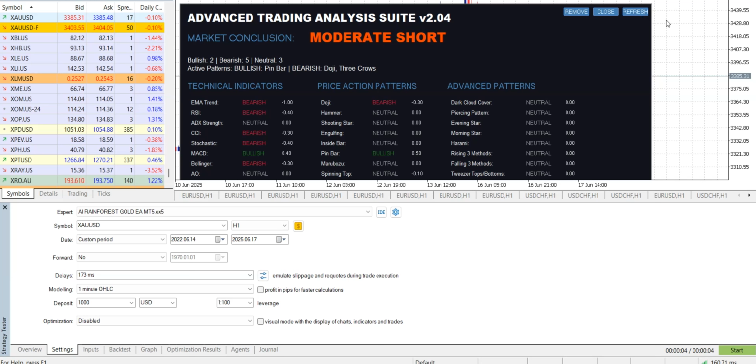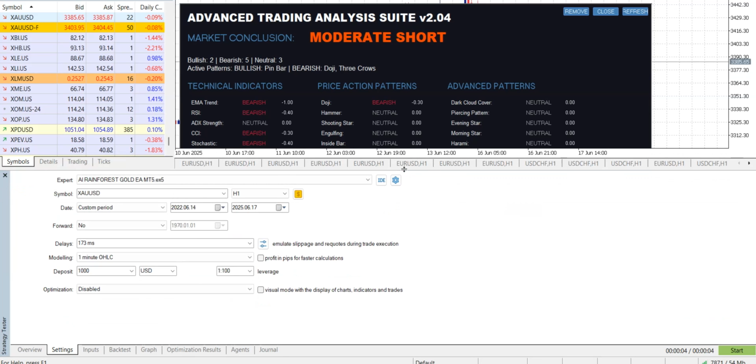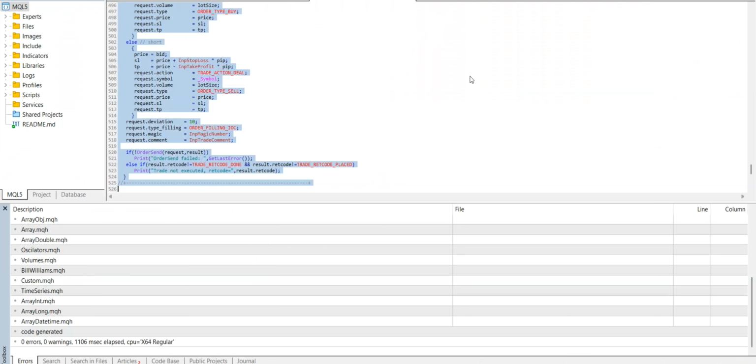Yeah, on the 1 hour chart it is a slight moderate short with some bearish patterns and one bullish pattern as well. Okay, now I am not going to talk about this anymore, because this video is about something different. So the video is about our rainforest gold, as I am always recording this from the rainforest, so this is why.